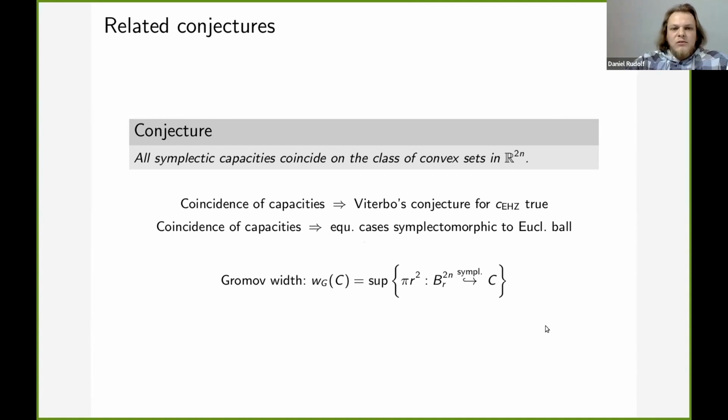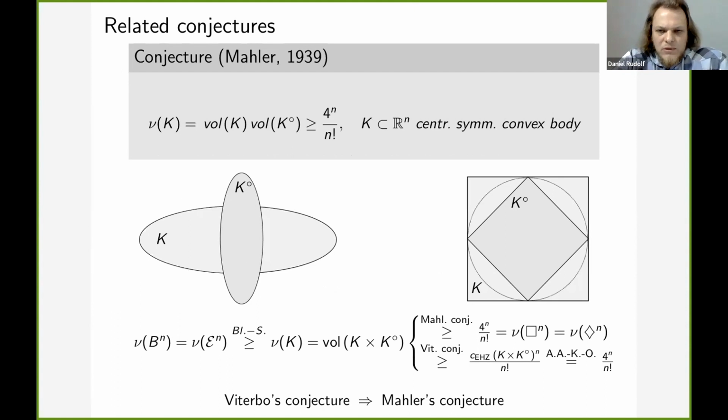Another related conjecture is the Mahler conjecture from convex geometry from 1939, which says that the Mahler volume, which is the volume product of K and K polar, is always greater or equal than 4^n divided by n factorial, and this is for centrally symmetric convex bodies. One can say that Mahler's conjecture, in a certain sense, captures the roundness of centrally symmetric convex bodies, where Blaschke and Santaló proved that the Mahler volume is maximized for the ellipsoids. The Mahler conjecture says that the conjectural minimizers of the Mahler volume are cubes and cross polytopes, so the pointiest centrally symmetric convex bodies.